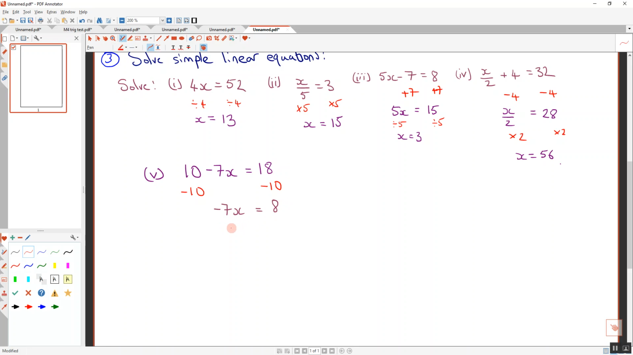Next, you divide on both sides by? By -7x. No, just by the -7, I mean. Yeah, just by the number, okay? Now that's important.